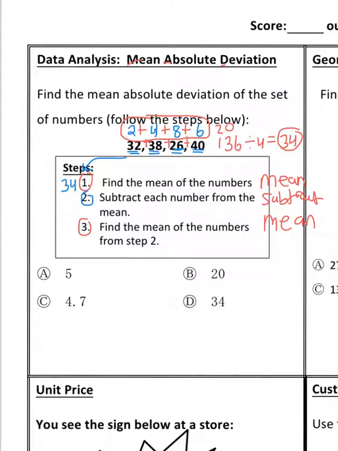Now do not fall for this trick, because here's what people do. They do 20, and they choose B, which would be wrong, because you forget the very last step. To find the mean, you have to divide that 20 by however many numbers you added, which was 4, and 20 divided by 4 is 5, which is your final answer, the mean absolute deviation.